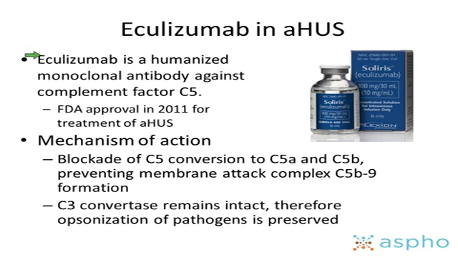More recently available as a therapeutic option in atypical HUS is Eculizumab, which is a humanized monoclonal antibody against the complement protein C5, and this received FDA approval for atypical HUS in 2011. The mechanism of action is binding to C5, preventing conversion to C5a and C5b, ultimately preventing formation of the membrane attack complex. It's important to point out that this targets the terminal pathway of complement, so the proximal pathway by which pathogens can be opsonized through C3b is still preserved despite the patient being on Eculizumab.